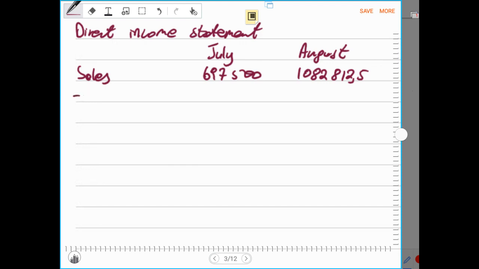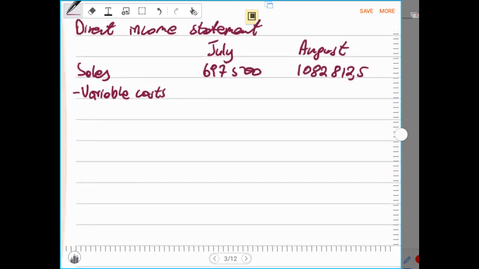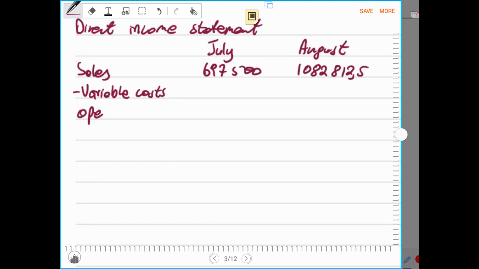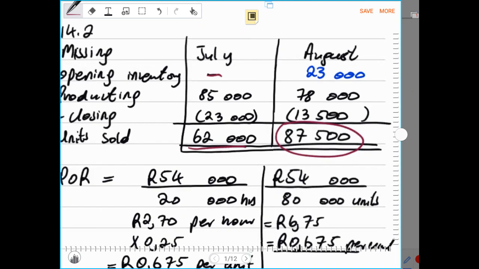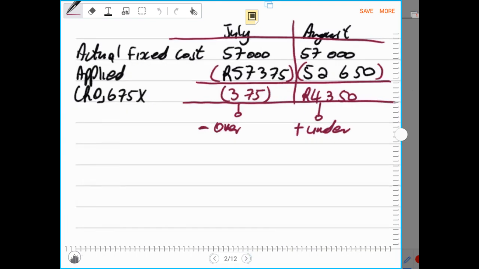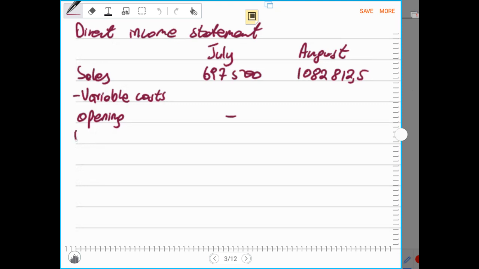Then after that we less variable cost, and for our variable cost, we start with the opening inventory. There was no opening inventory in the month of July, if you still remember, so nothing changes. Don't forget this closing. I will explain it to you soon. So now we add our production.